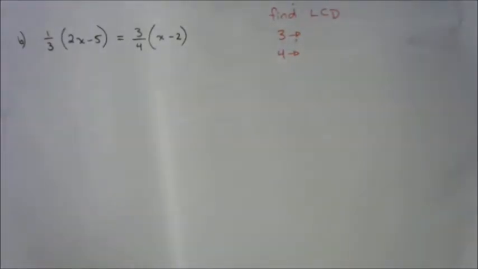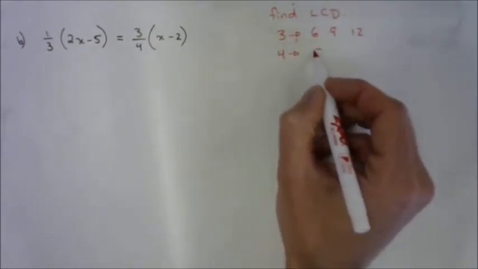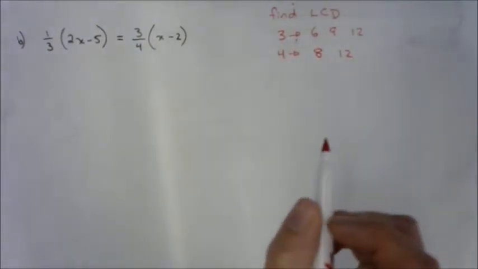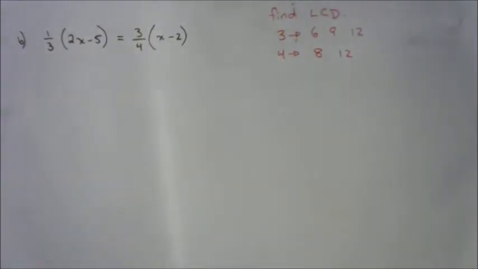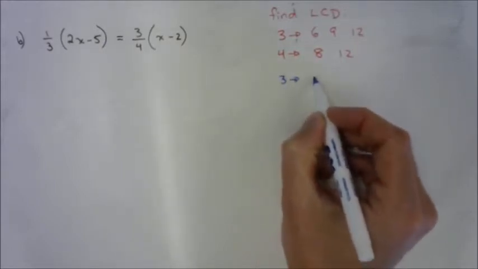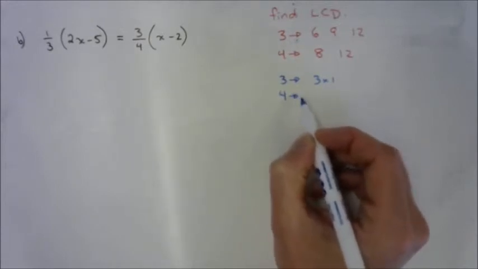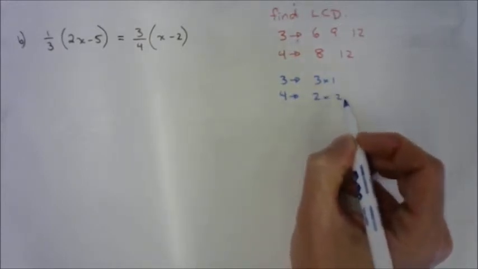Okay? And we could do this the same way. We could go 6, 9, 12, 8, 12. We could also use prime factorization, so I'm going to show that as well. The prime factorization of 3 is just 3 times 1. Prime factorization of 4 is just 2 times 2.